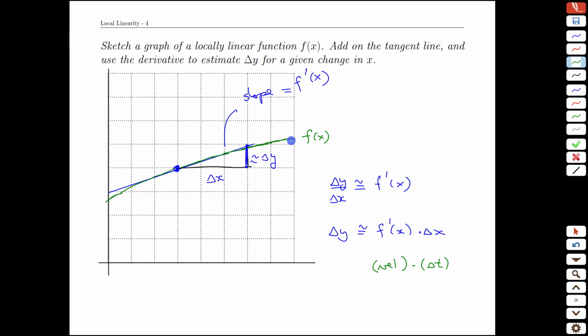The actual curve may go a little bit differently for small delta x's, but if the delta x is small enough, this blue line and the green line will stay fairly close to each other, and this will be a good approximation if delta x here is relatively small.